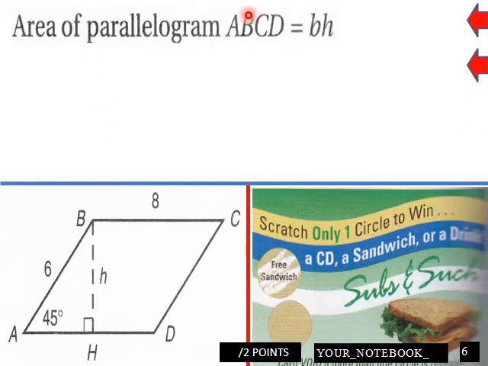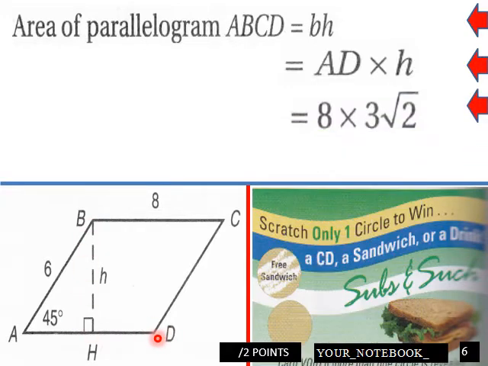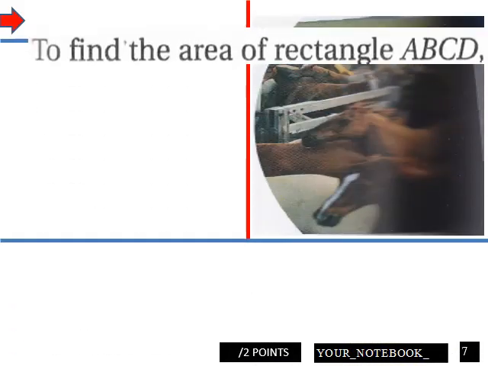So the area of this parallelogram will be base times height. We know the base here, AD, and we also know H. So AD times H is 8 times 3 times square root of 2. We get 24 times square root of 2 for the area of that parallelogram.